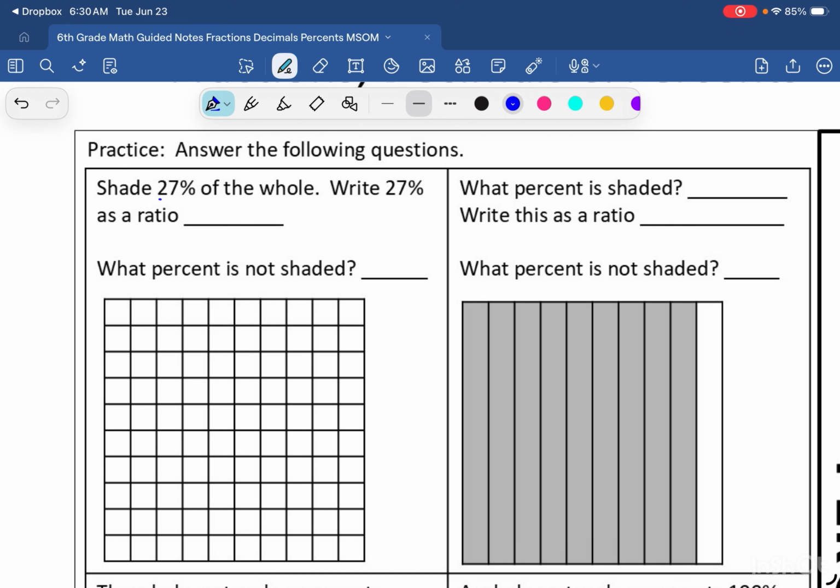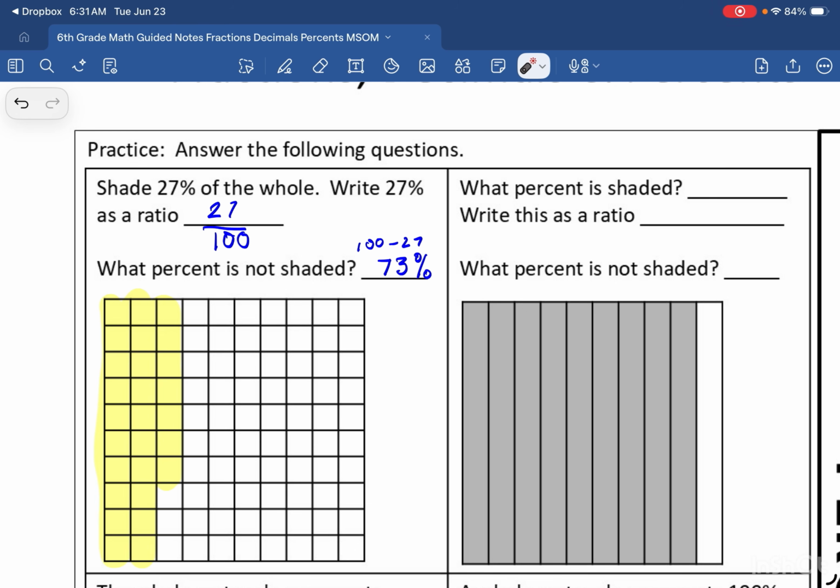Shade 27% of the whole. Looks like here I have 100 squares, so each one is 1%, so I'm going to shade 27 squares. Write 27% as a ratio. That will be 27 out of 100. What percent is not shaded? If 100 is my whole, I'm going to minus 27, and that leaves me with 73%.